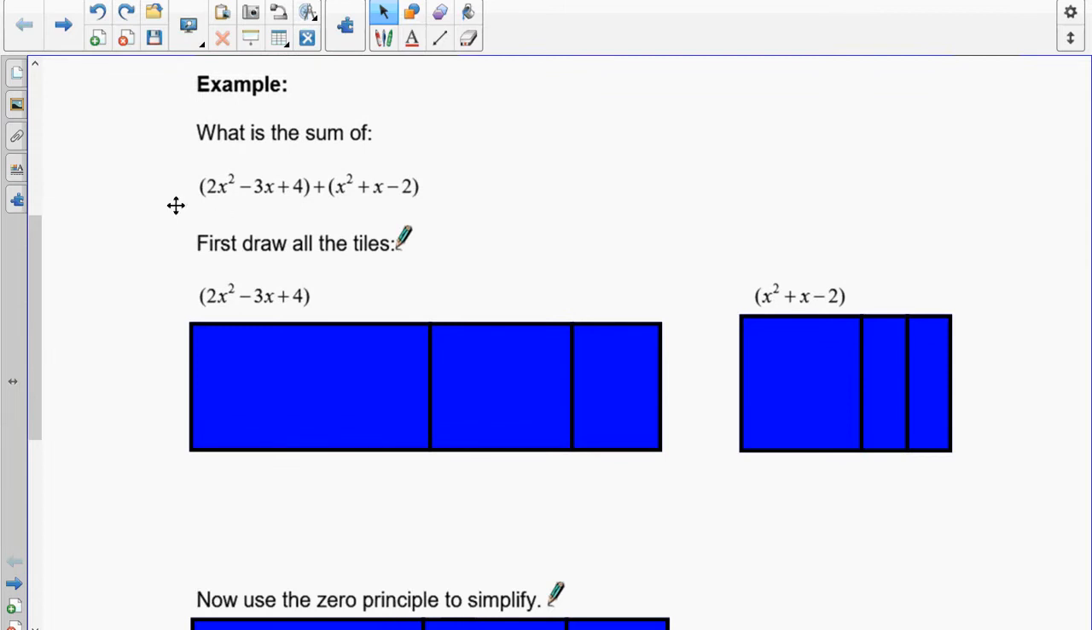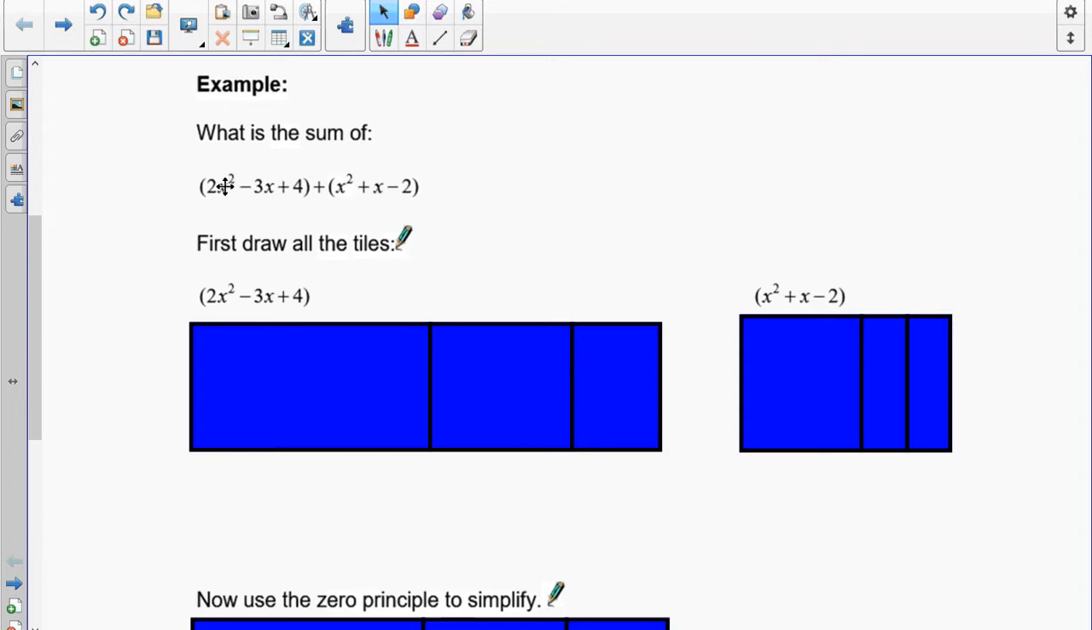So when you see a question like this, 2x squared minus 3x plus 4 added to x squared plus x minus 2, you'll notice that we have a whole series of terms here. Now the only difference between what we were doing before was that they didn't have brackets around them. They were just one long line in 5.2. So the same thing happens here. We're going to draw the tiles for each polynomial.